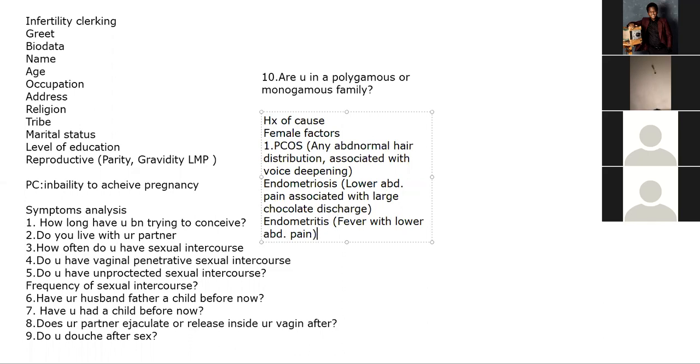So what other causes of infertility, doctor? There are some major causes that I'm expecting us to see. Fibroid, thank you.